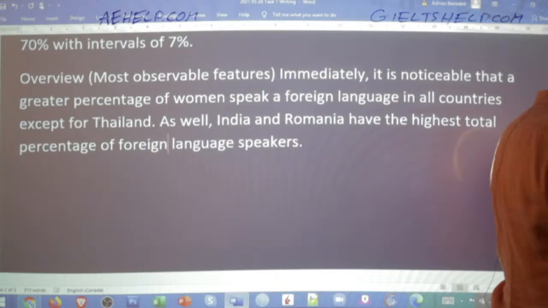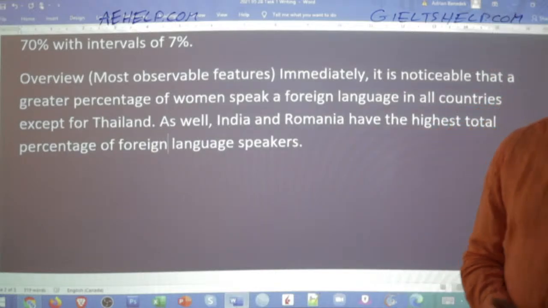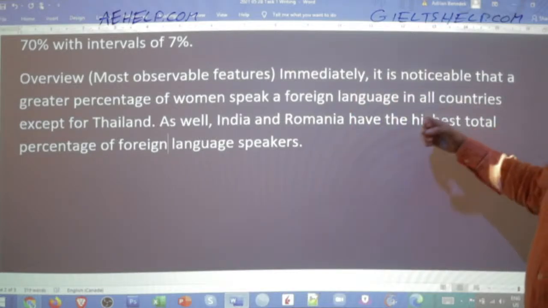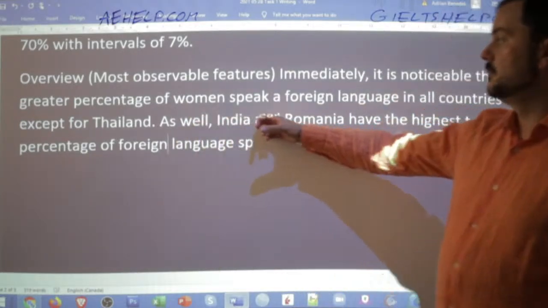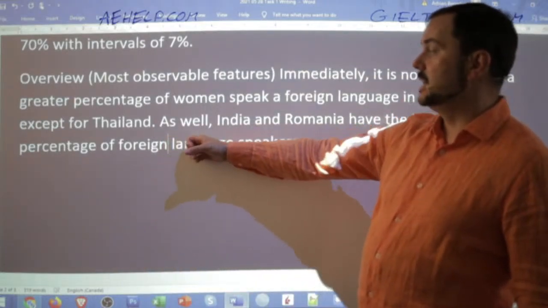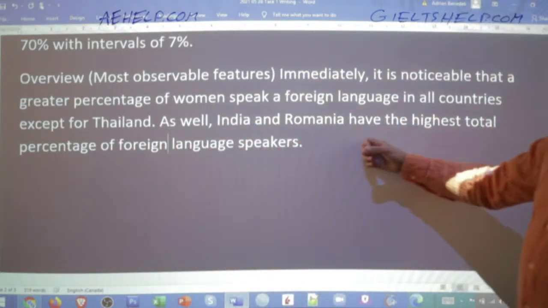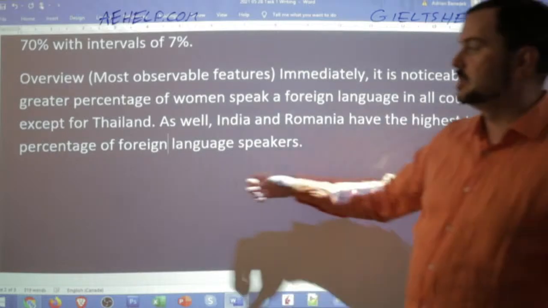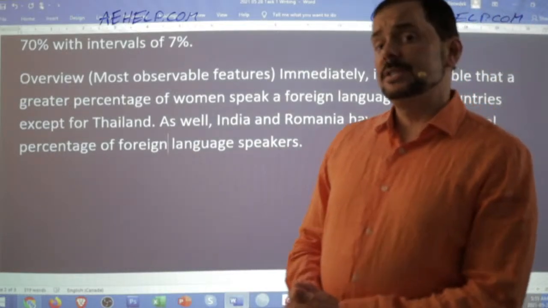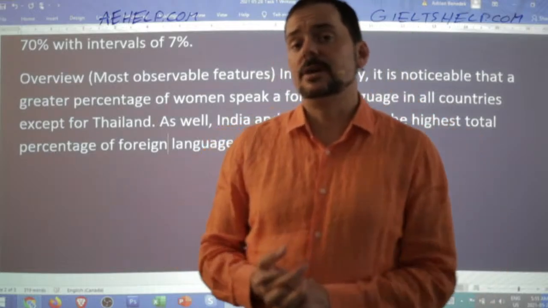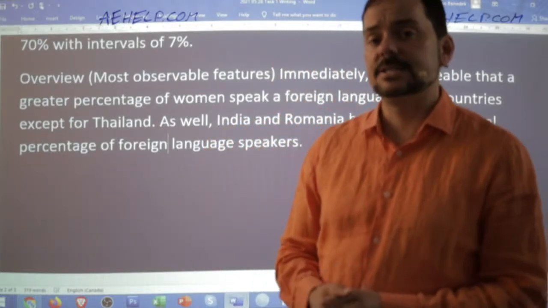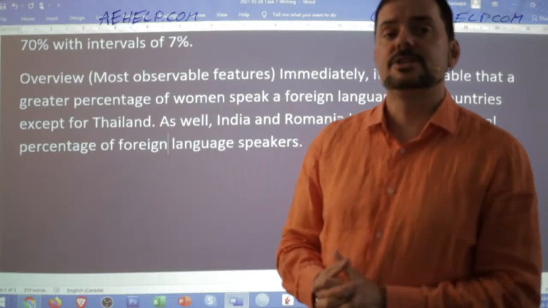Okay, so this would be my overview here, all right? So immediately, it is noticeable that a greater percentage of women speak a foreign language in all countries except for Thailand. As well, India and Romania have the highest total percentage of foreign language speakers. Okay, good. So this is that interpretation that we were talking about. This is the goal of a good expository essay, to interpret, to explain.